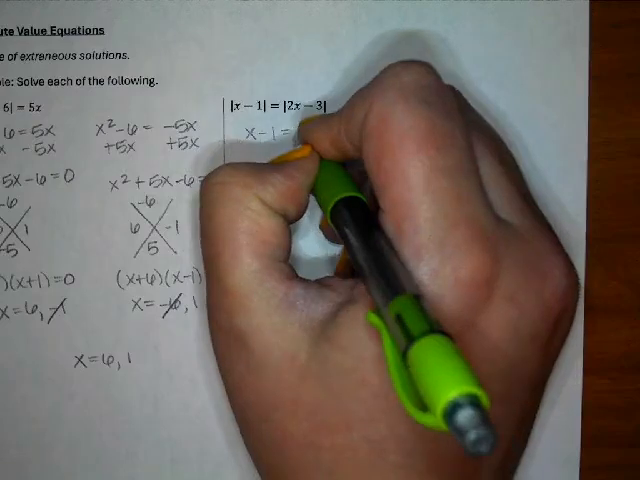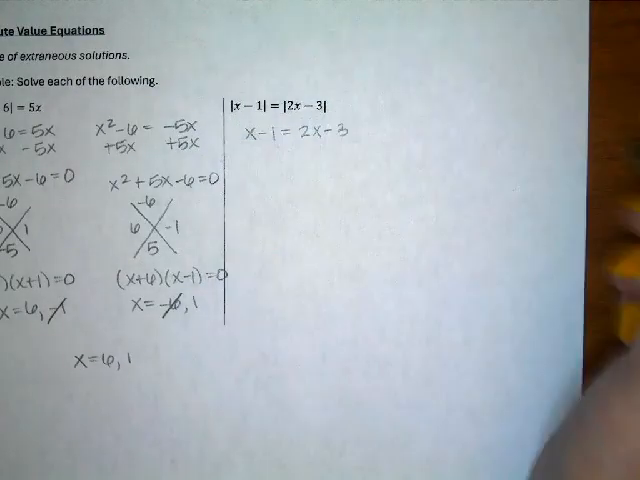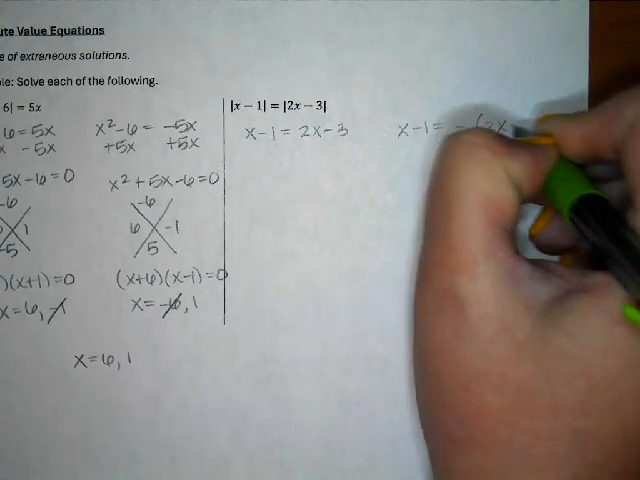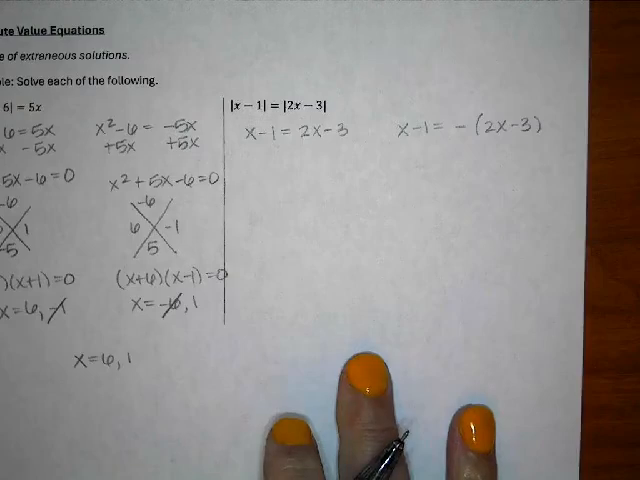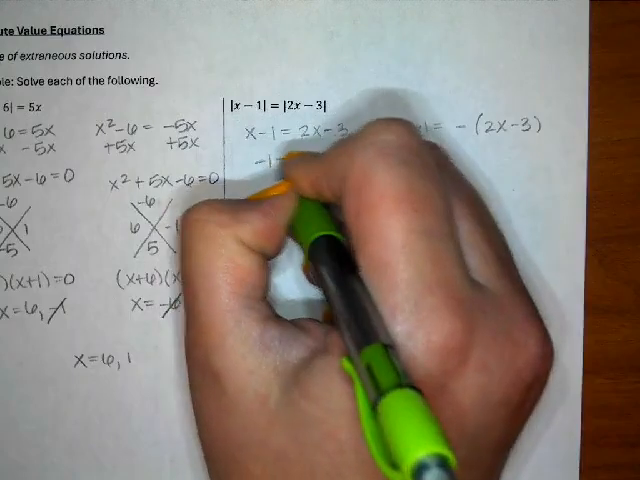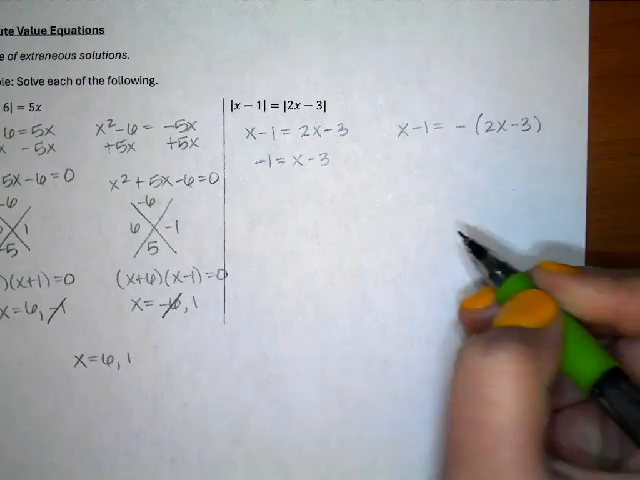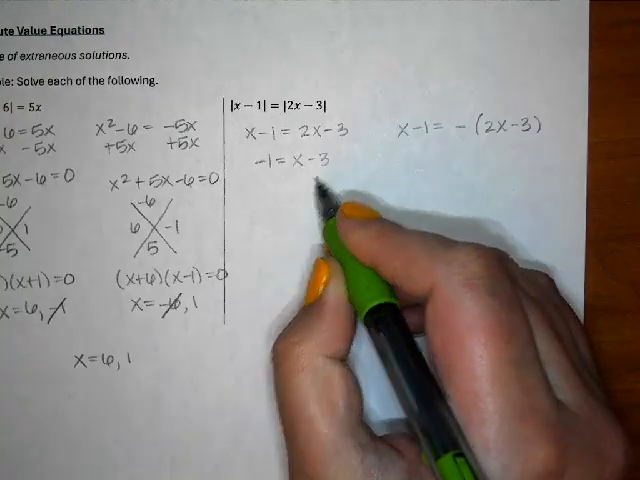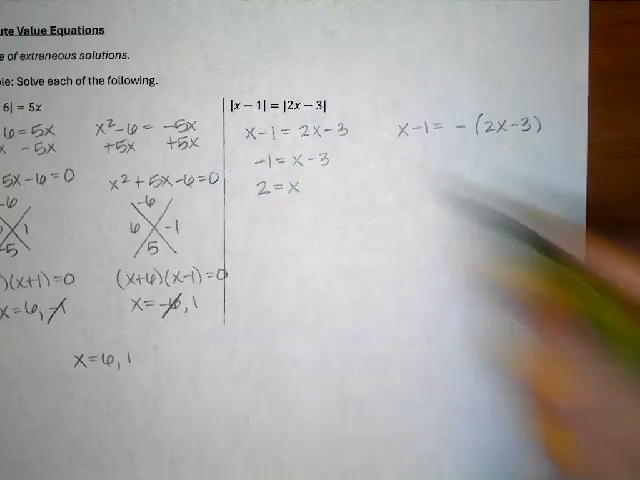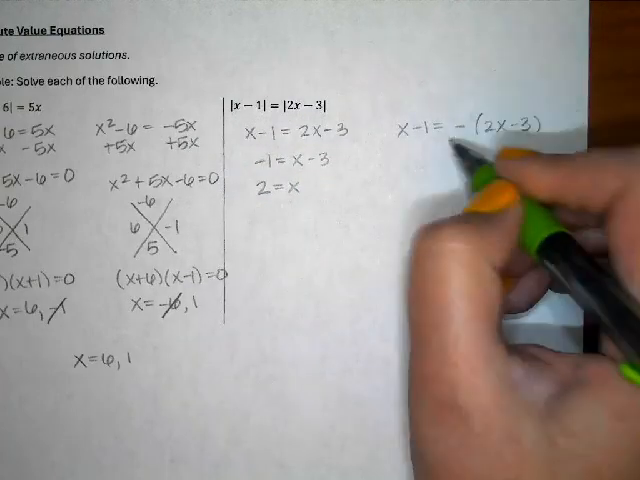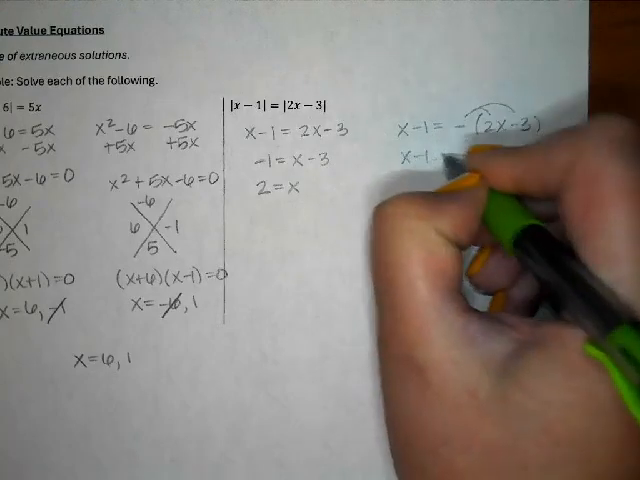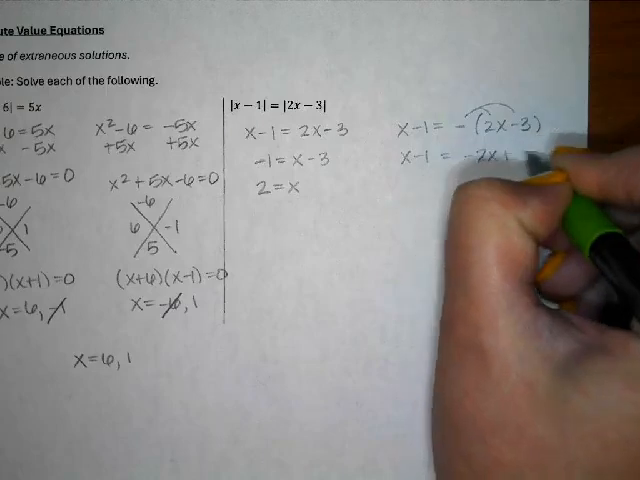So if I solve this one, I'll just take this x and subtract it over. And then I'll take negative 3 and add 3 to the left side. Negative 1 plus 3 is 2. So there's one solution. Over here, I'm going to go ahead and distribute the negative. I'll get my x's to one side. I'm going to add the 2x to the other side. And then I'll add the 1 over to this side.